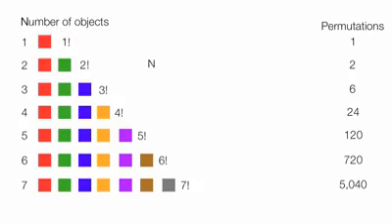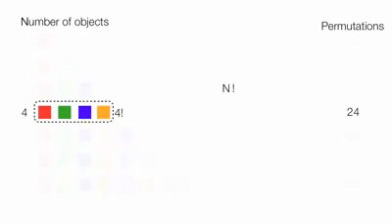Now, if I want to know the number of permutations, I just take the number of objects I have, factorial, and this is my permutations. So if I want to know how many different ways I can organize these 4 objects, it's 4 factorial, which is simply 24.